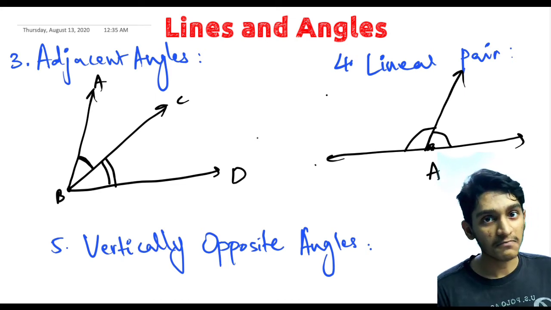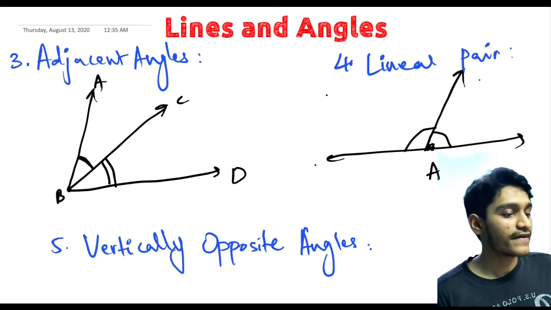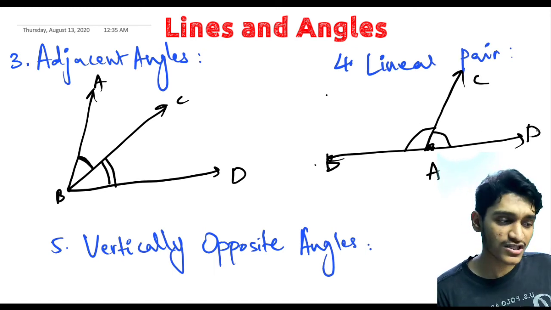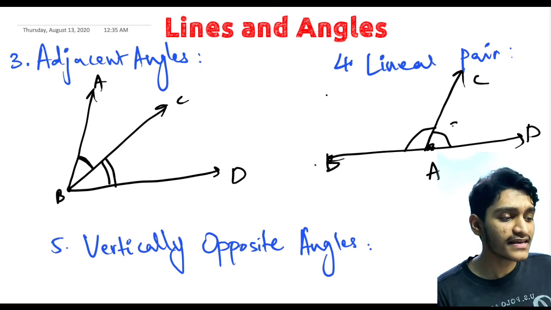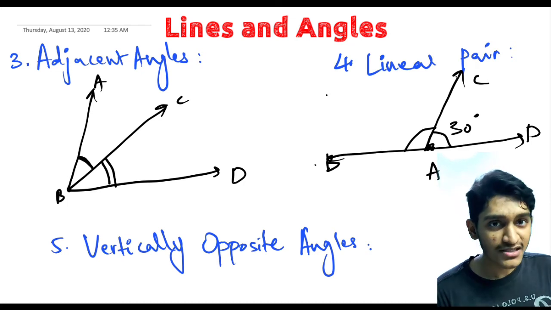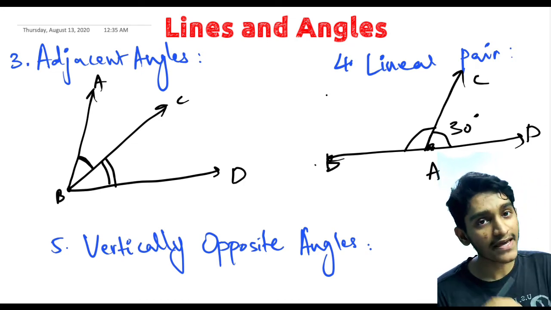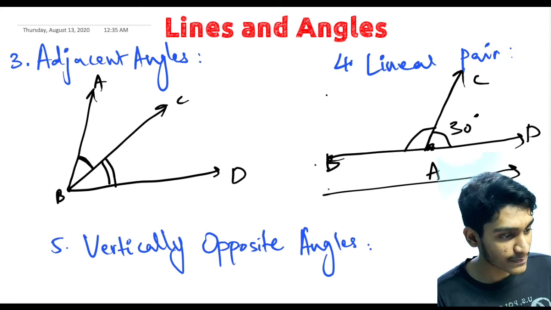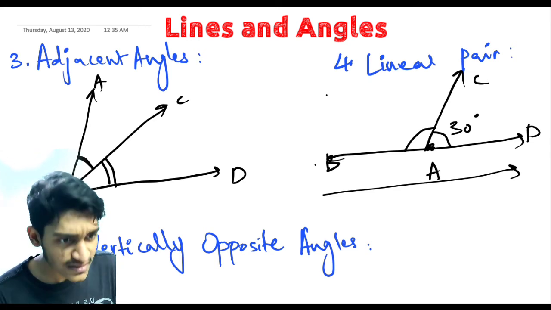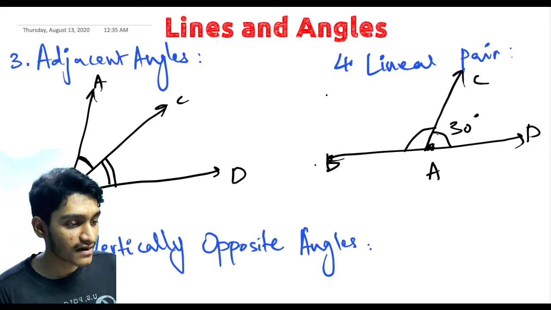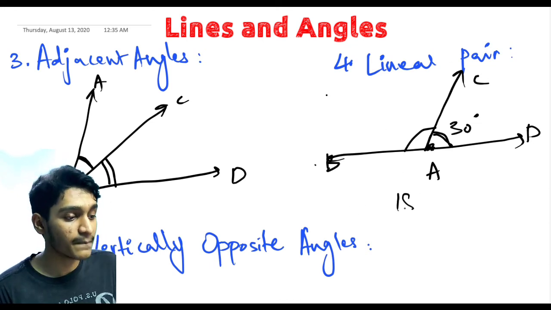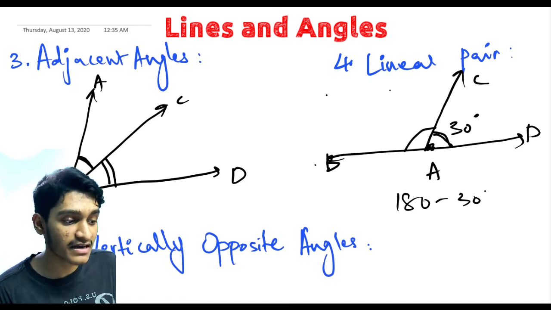Let me give you an elaborate explanation. Suppose I name these points B, C and D. Now if I take the measurement of this angle CAD, and it turns out to be 30 degrees, then angle BAC must be 180 minus 30. Since BAD is a straight line, and the angle of a straight line is always 180 degrees, using that concept we can say that if angle CAD is equal to 30 degrees, then angle BAC must be 180 minus angle CAD, which is 150 degrees.